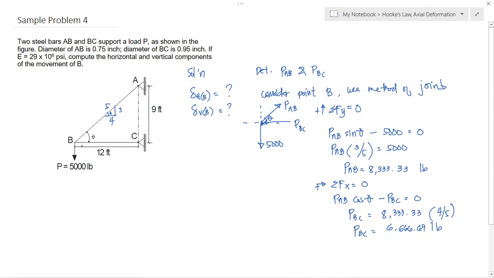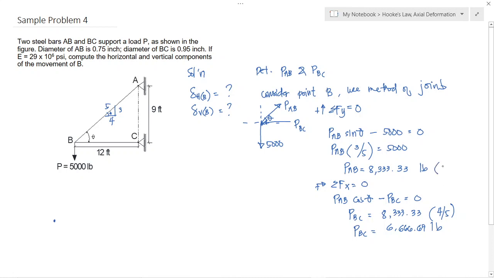Since we already have the actual forces in AB and BC, let us now determine the elongation of AB and BC. Why? Because we still consider point B. This is the procedure, class. When you consider point B, let us exaggerate: when you apply this 5,000 pounds here, exaggerate your imagination. It will deform, right? There will be elongation because this is in tension.